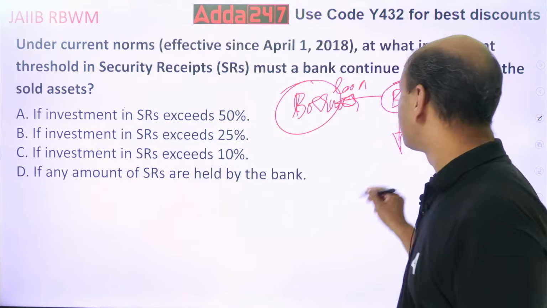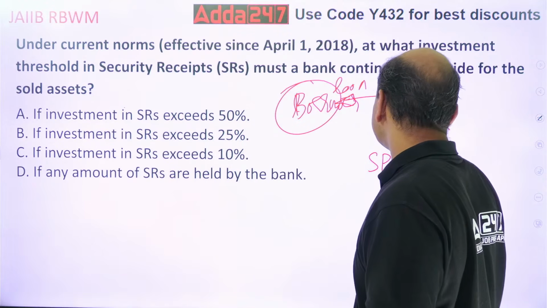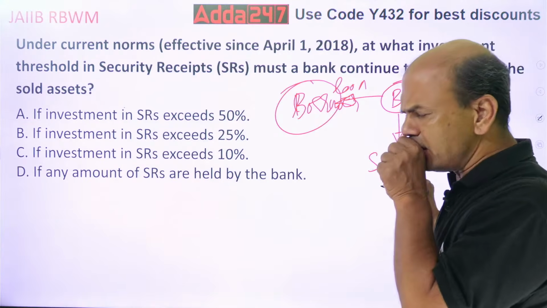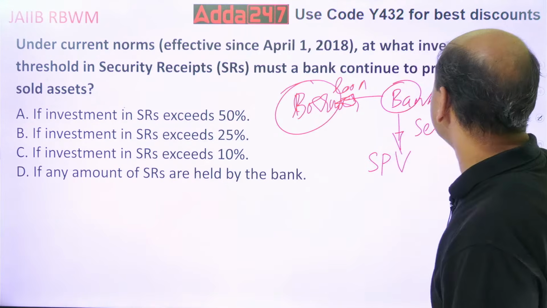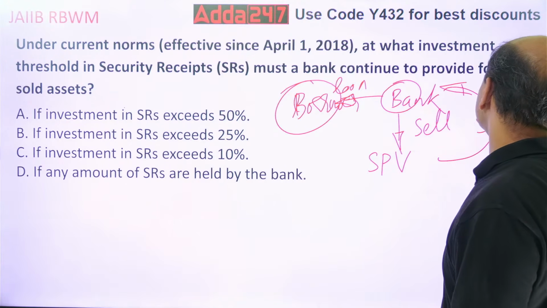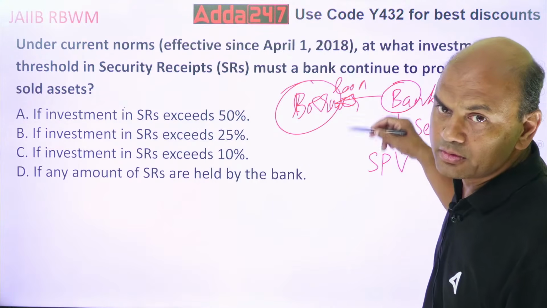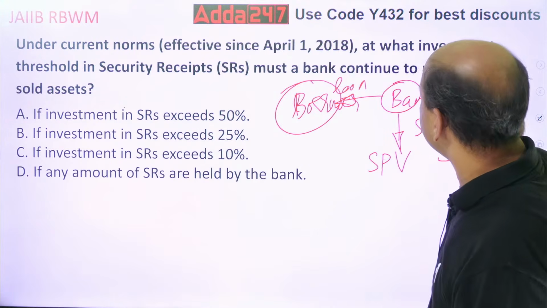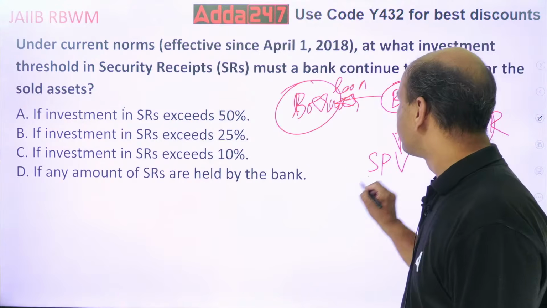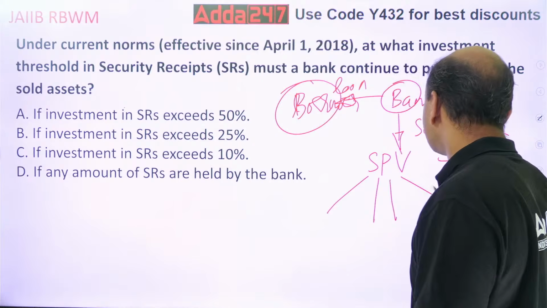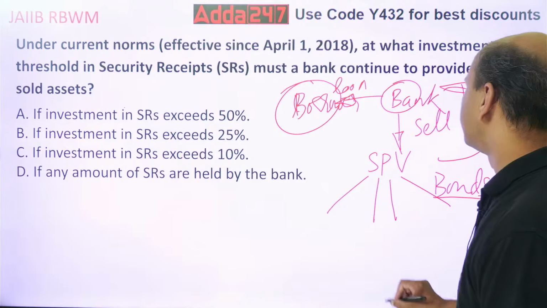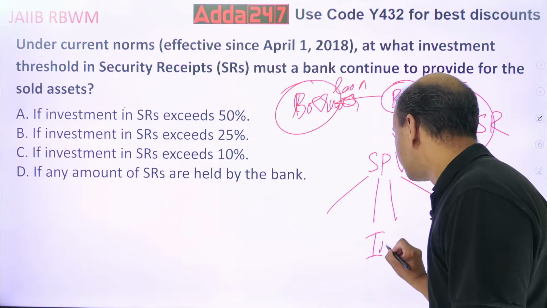Private company is called as SPV, Special Purpose Vehicle. So this SPV will give SR, security receipt, SR. See, bank is selling loan, SPV is giving SR, security receipt. This SPV will further sell the loan, convert this into bonds, and sell it to investors. Investor.